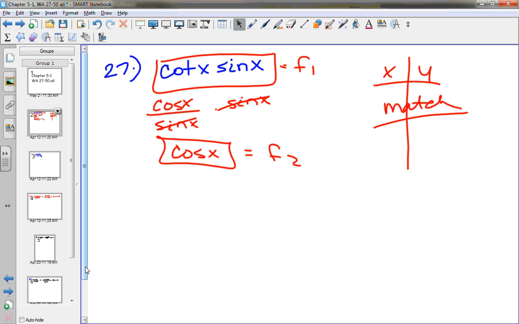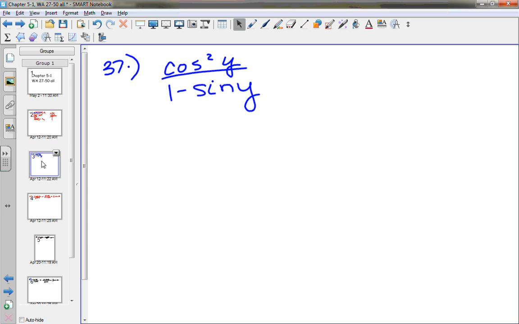Now, next one. 37. Same exact thing. So, what do I know cosine squared to be? I can't do anything with this, right? I can't do a darn thing with it. But what I do know is that sine squared of x plus cosine squared of x is equal to 1. Yes? So if I know that, what do I know cosine squared to be? One minus the sine squared of x.